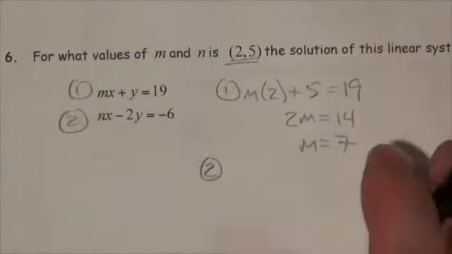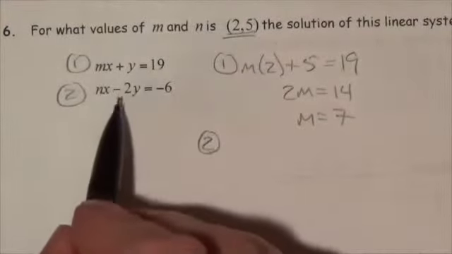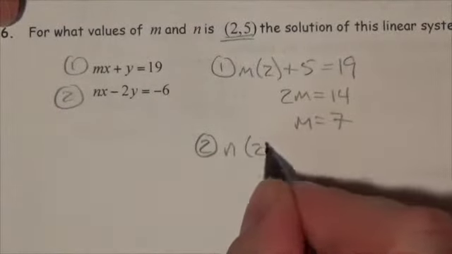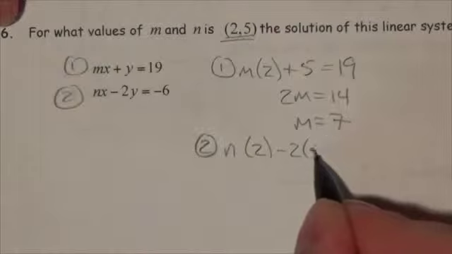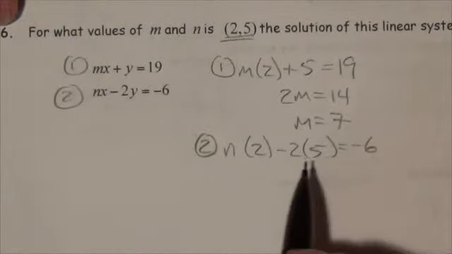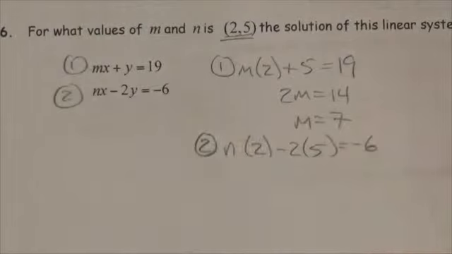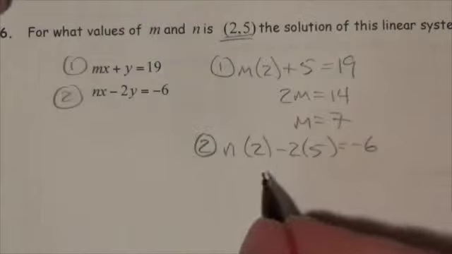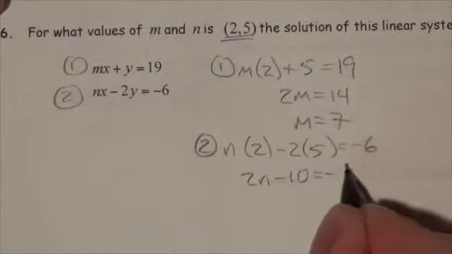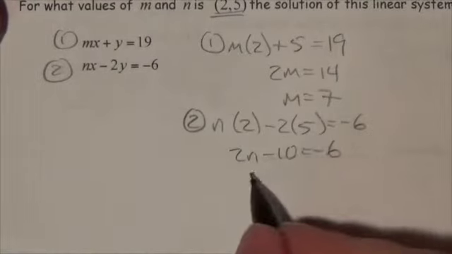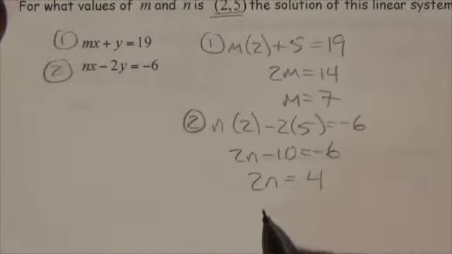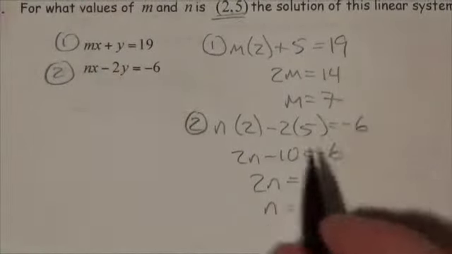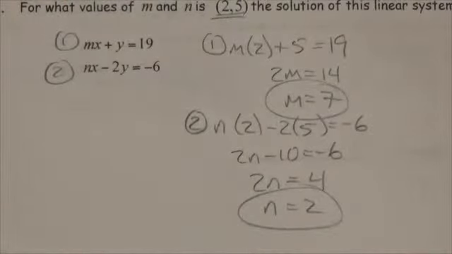Let's take a look at equation 2. Again, it's the same point, so it satisfies this equation as well. So it's n times x, which is 2, minus 2 times y, which is 5, equals negative 6. And again, immediately I get an equation that's only got one variable in it. So negative 2 times 5 is negative 10. So this is 2n minus 10 equals negative 6. Add 10 to both sides. 2n is equal to 4. n is equal to 2. And there you go. So the two values we were looking for were 7 and 2.